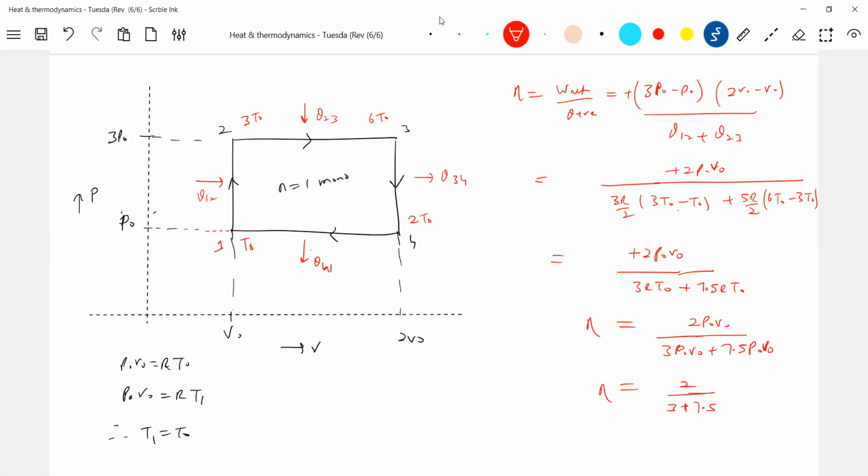Okay, 7.53. So this will be 10.5. This will be the efficiency of this particular thing. Let's go for the graphs. PV graph. Now, can we also bring the density, because that will help me a lot.